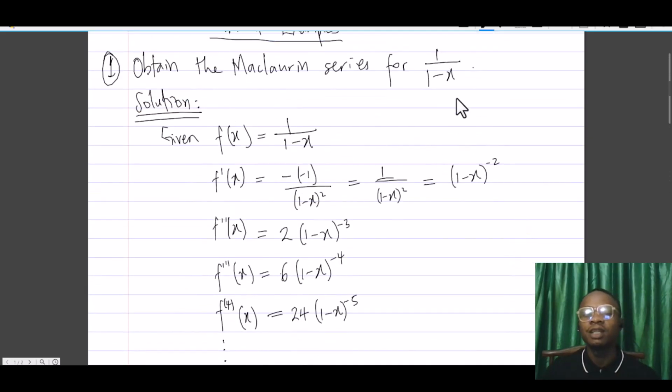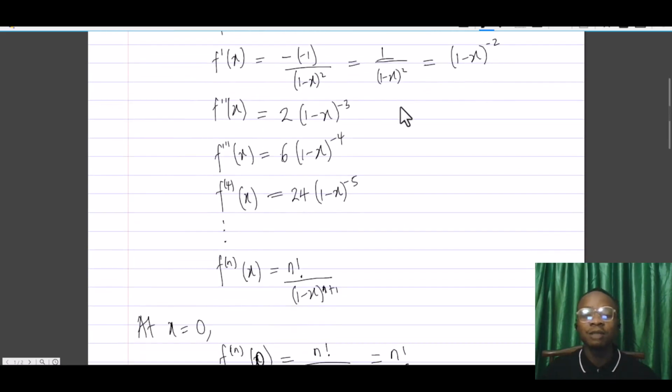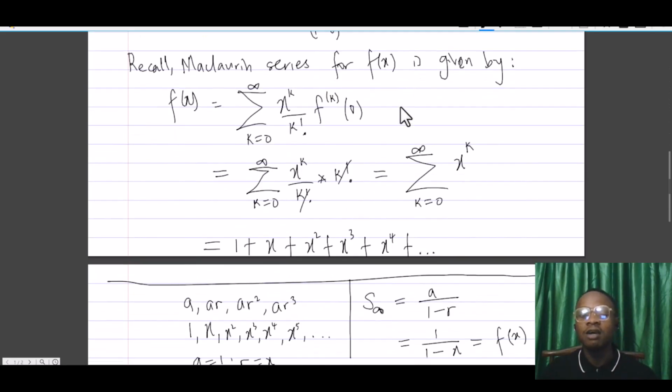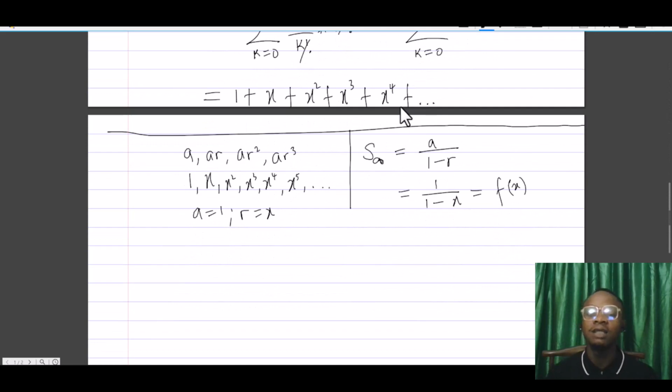So this is a very important result in mathematics. It's just the sum to infinity of a geometric progression. And from what we have learned in elementary mathematics, the sum to infinity only exists when the common ratio has a modulus that is less than 1. So this is only valid when the modulus of x is less than 1.